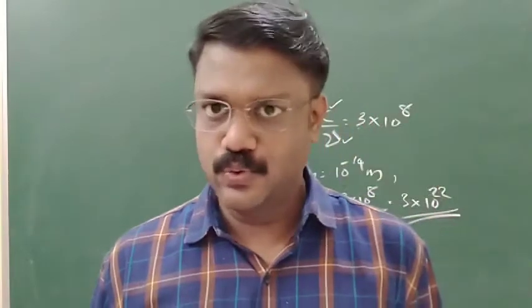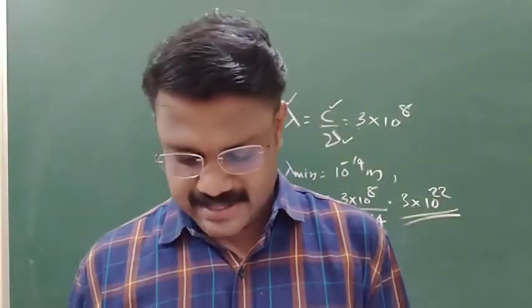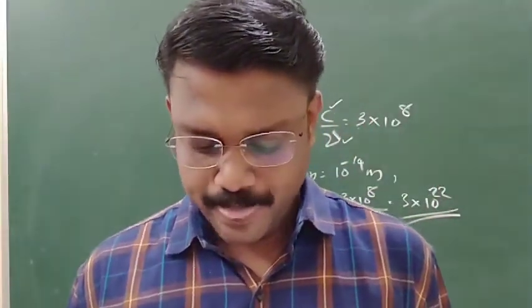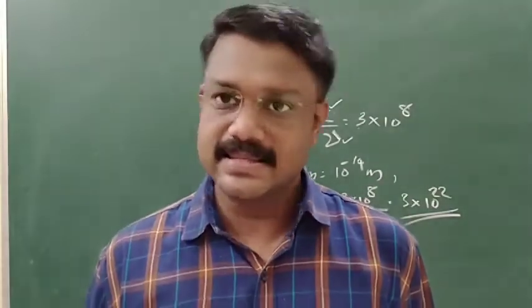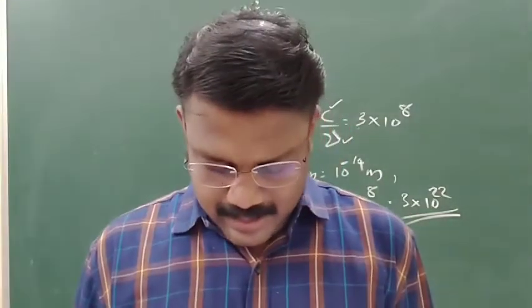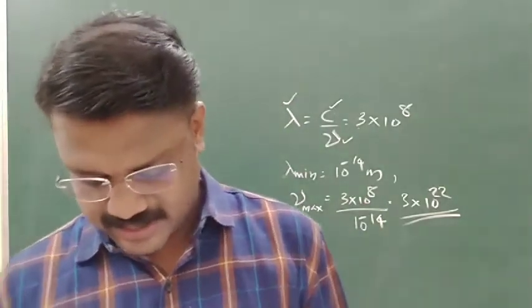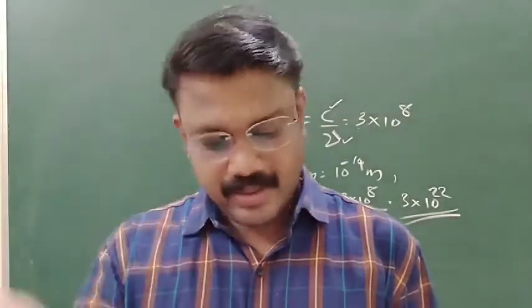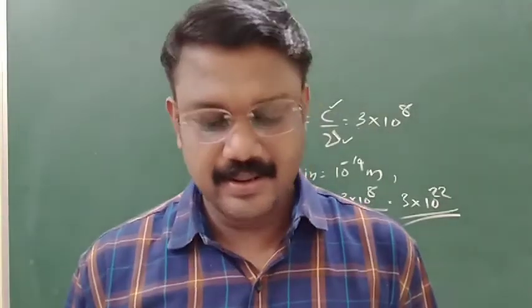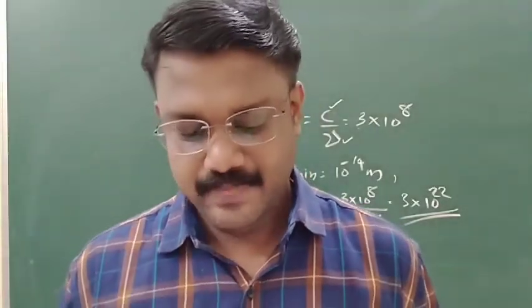Then visible light, you know what is visible light, and its range is 4 into 10 to the power minus 7 to 7 into 10 to the power minus 7. Then uses: reveals structure of molecules and arrangement of electrons in external shells of atoms. Then sight, all these are visible light properties.